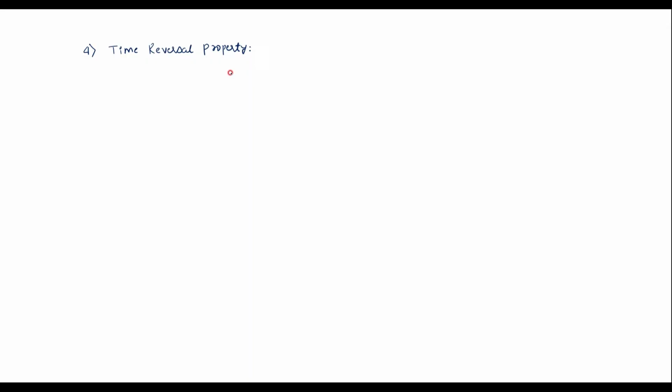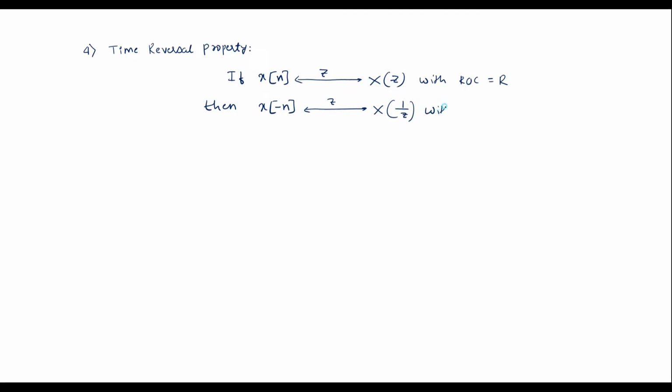This property says that if the Z transform of any discrete signal x of n is, say, X of z, with ROC equal to R, then for time reversal, that is x of minus n, the Z transform will be X of 1 over z, having ROC 1 upon R.